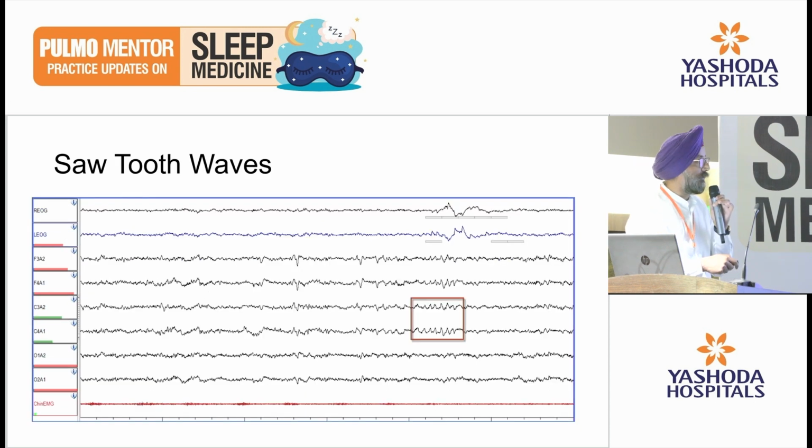You will see sawtooth waves, mostly in the central leads, and they look like the teeth of the saw with which you cut wood. They are usually present just before the rapid eye movement occurs.